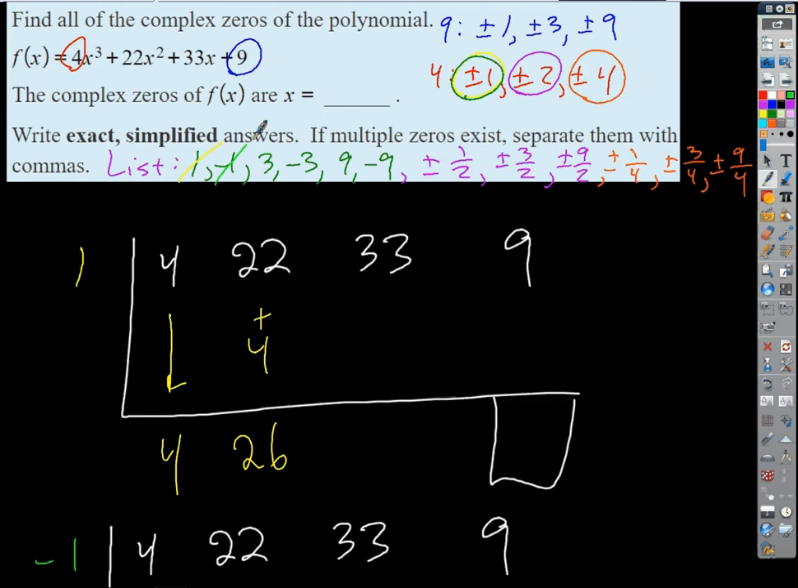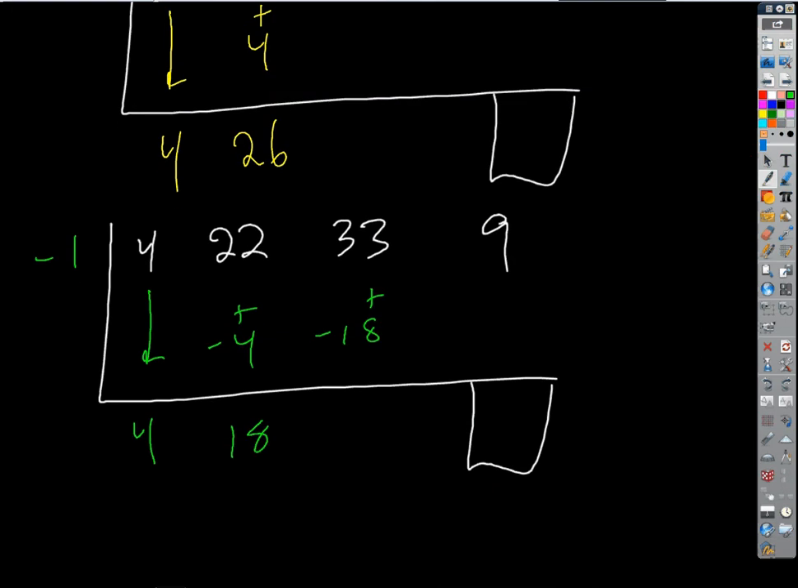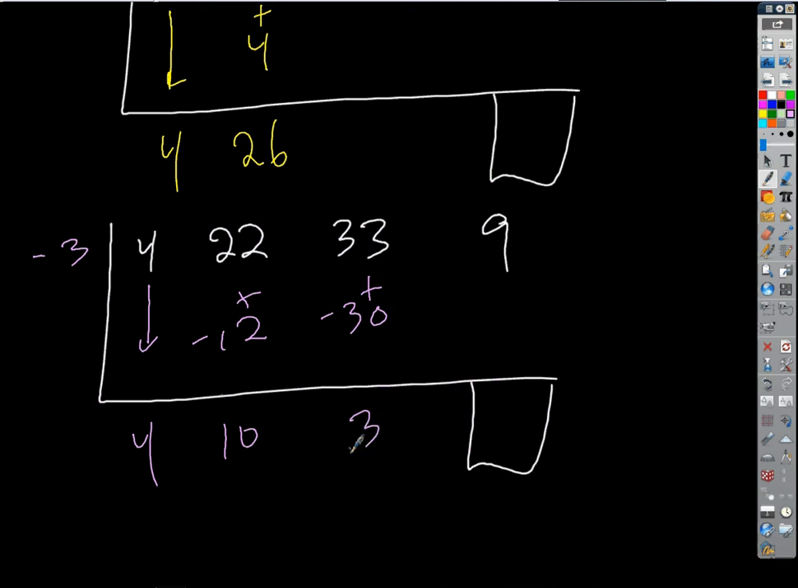What about 3? We don't want to try 3 because 3 is just going to keep getting bigger and bigger and more positive, right? -3. Okay, let's try -3. That's got to be the one that works. So if we try -3, bring down the 4, 4 times -3 is -12. What do those add to? 10. 10, yeah. 10 times -3 is -30. That's going to work, isn't it? Yeah, 3 times -3 is -9, so they add to 0.